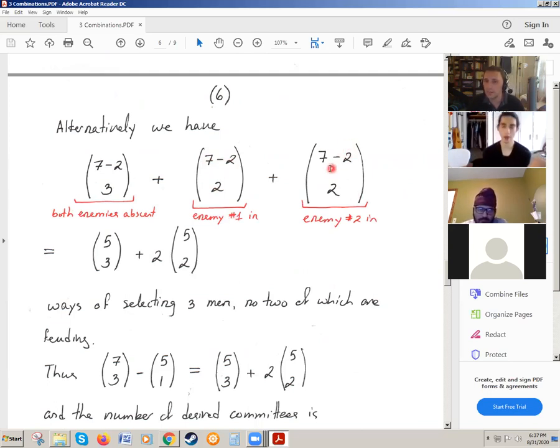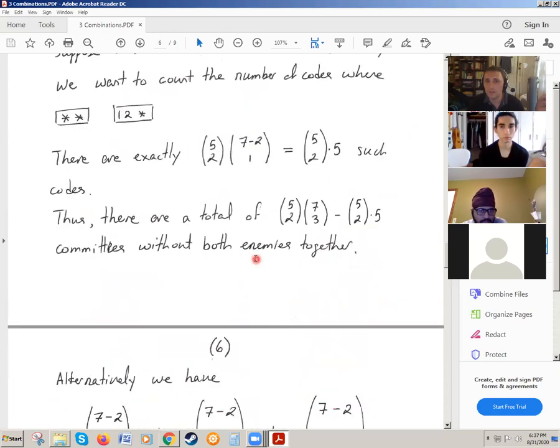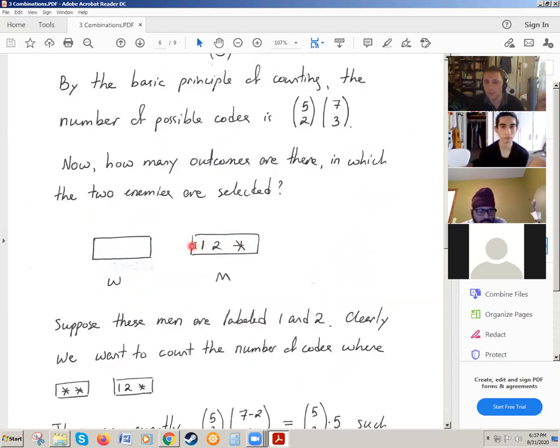Similarly, I can put in 2, and I don't have access to 1 or 2, and I need another 2 places. So it's 7 minus 3 choose 3, plus 7 minus 2 choose 2, plus 7 minus 2 choose 2. Or altogether this is 5 choose 3, plus this is the same number twice, 2 times 5 choose 2. This is how many ways to fill in only this box for men without having the numbers 1 and 2 together.